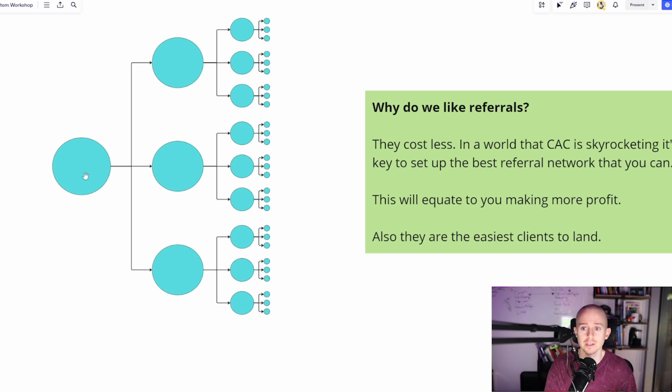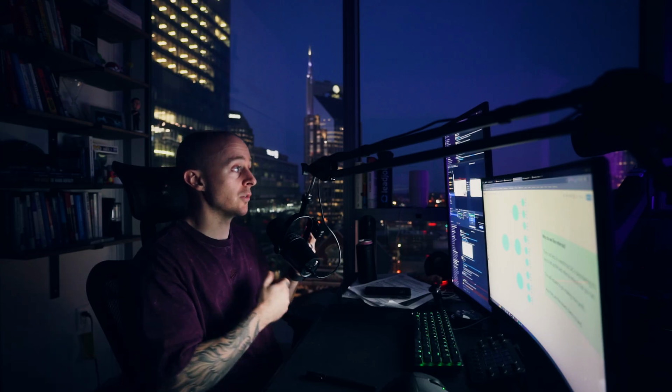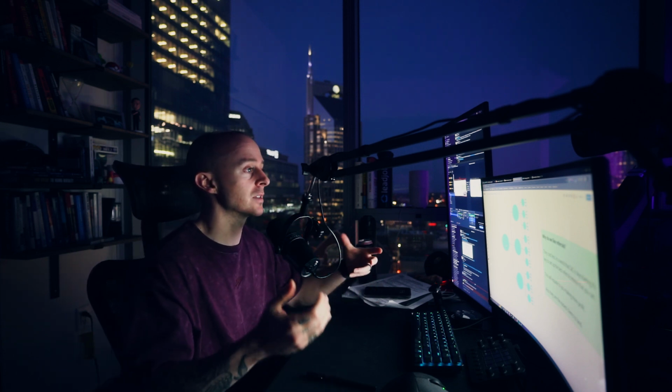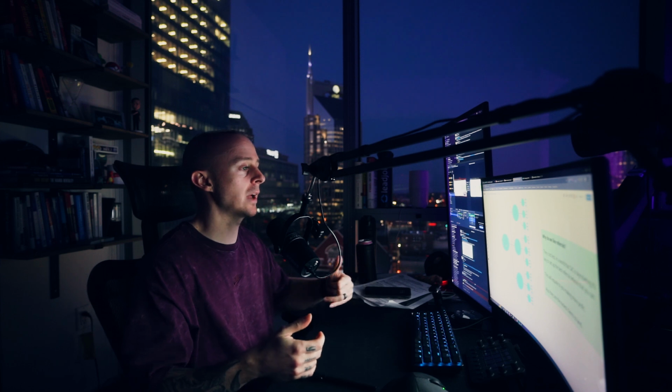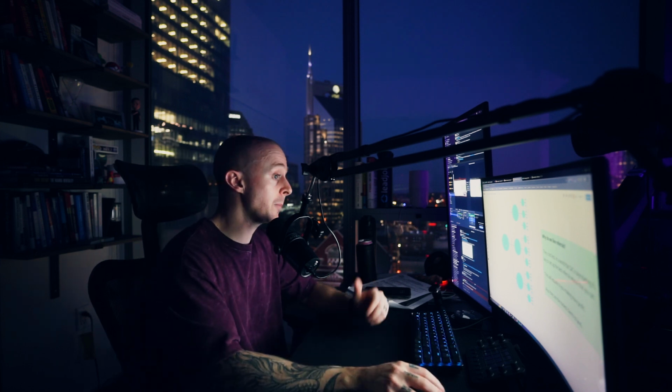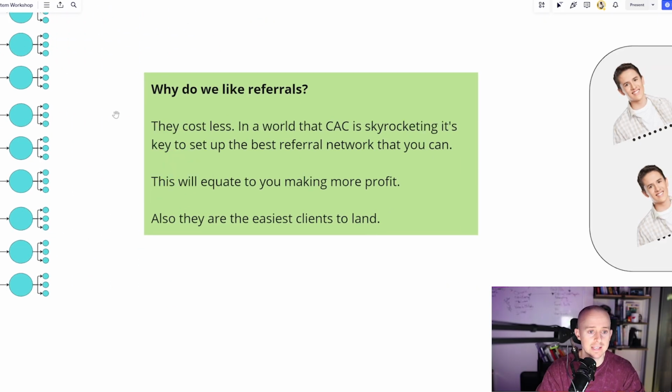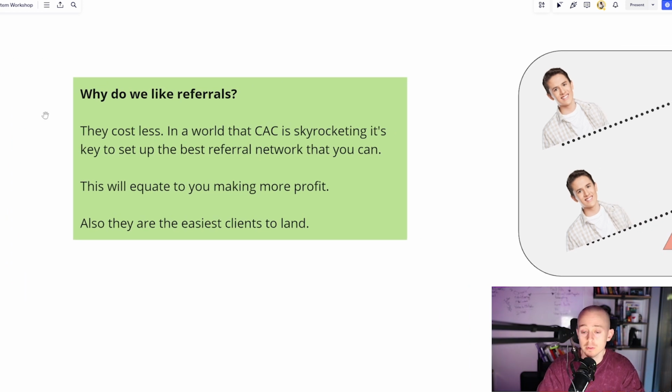But here's the thing, we want to make sure that referrals get in front of our current clients, and that we have a system to plug them into that will actually allow them to refer people to us. But why do we like referrals exactly? Before we jump into how we set up a good referral network, one, they're just going to cost less.